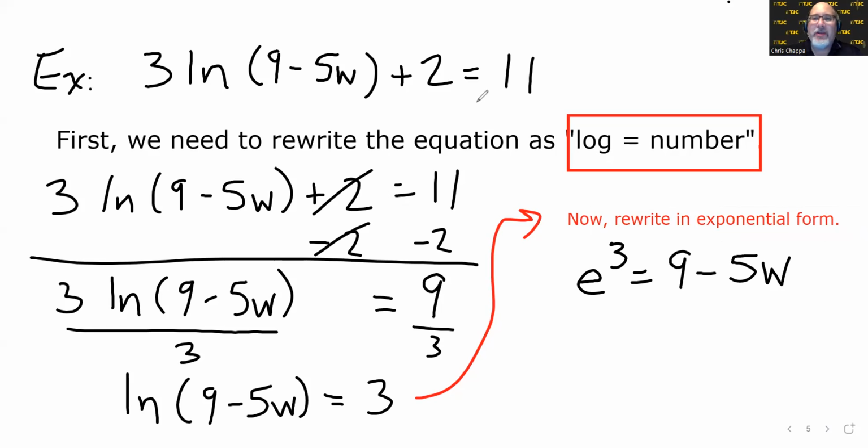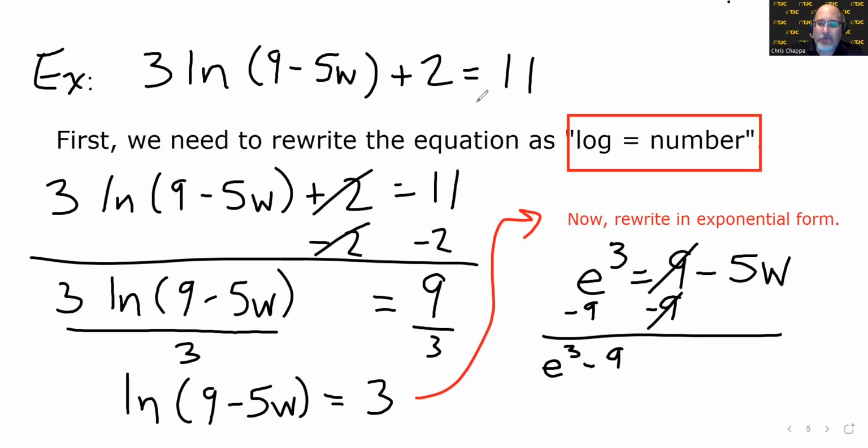Now, do we evaluate e to the 3rd power? I would not. My goal is to solve for the w. So let's start by subtracting 9 from both sides, or rather trying to subtract 9 from both sides. I say try because e to the 3rd power minus 9 is something I do not know the answer to, so the best I can do is just write this. e to the 3rd power minus 9 equals negative 5w.